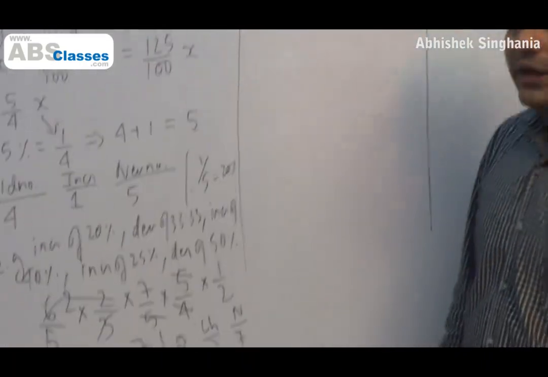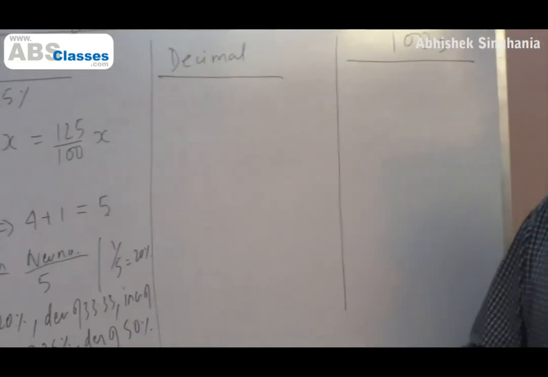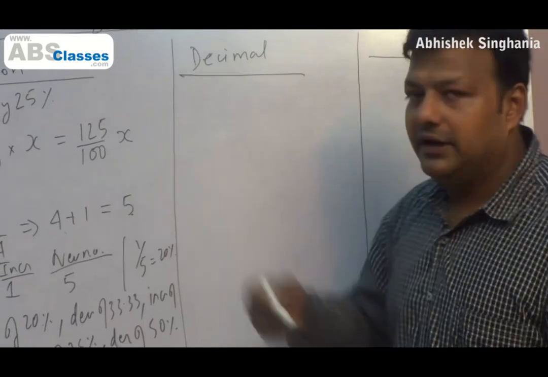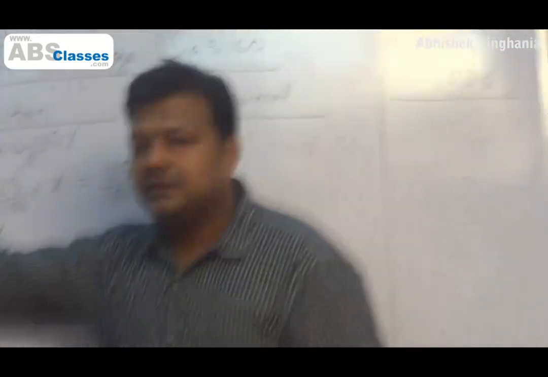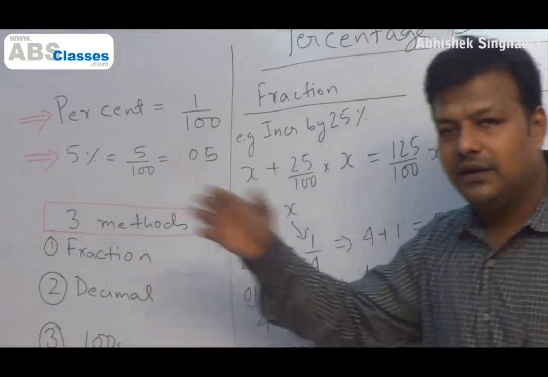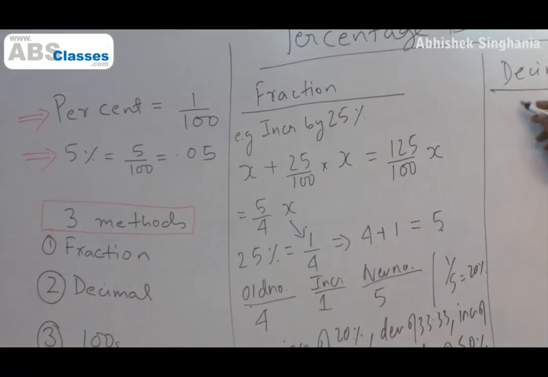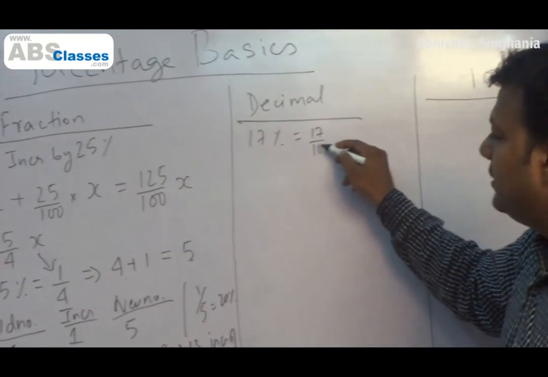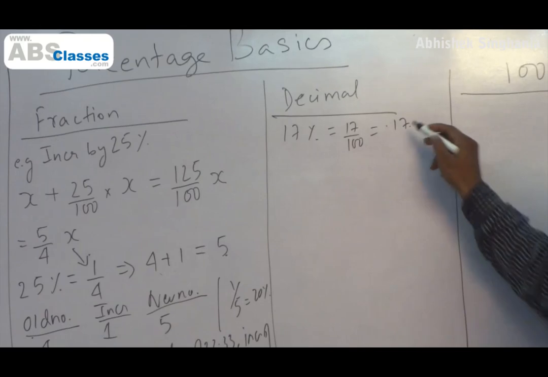Alright? Okay. Now let's come to the decimal method. In the decimal method, we'll just understand how we represent it. For example, we saw here that 5% is equal to 5 by 100, which is equal to 0.05. Right? Just an extension of that, say 17%. So 17% is equal to 17 by 100, which is equal to 0.17.